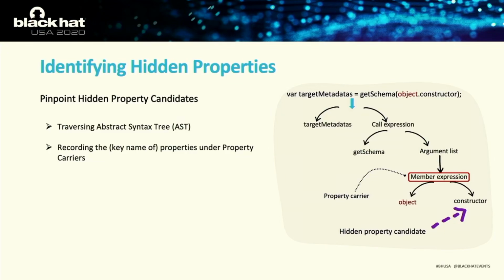So now we want to extract all the children from the property carrier and flag them as hidden property candidates. To achieve this goal, we need static syntax analysis to extract necessary syntactic information from the code. The picture on the right demonstrates how we parse a statement from our running example. To parse this statement, Lynx will traverse the syntax tree until reaching the property carrier, which is circled by the red line in our graph. Then it records all the properties under the carrier. In our case, the hidden property candidate is the constructor.